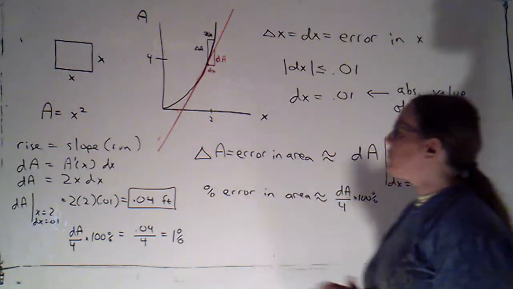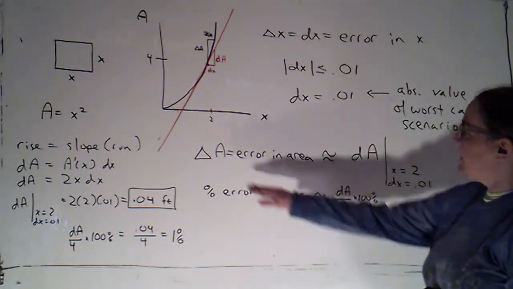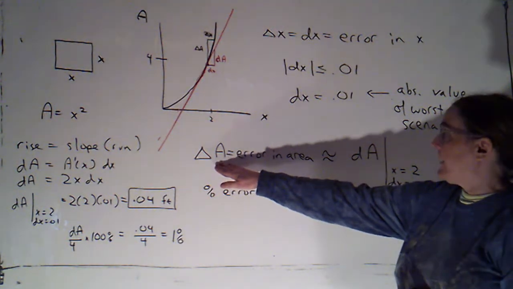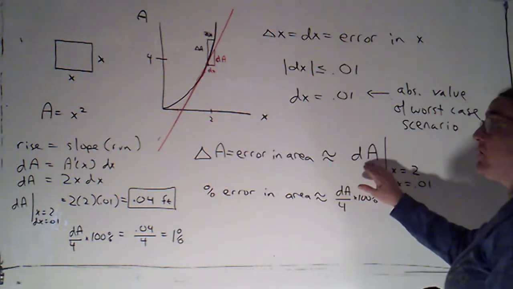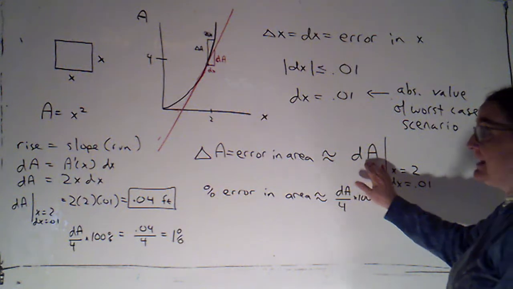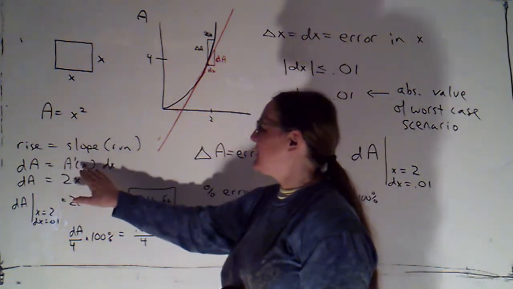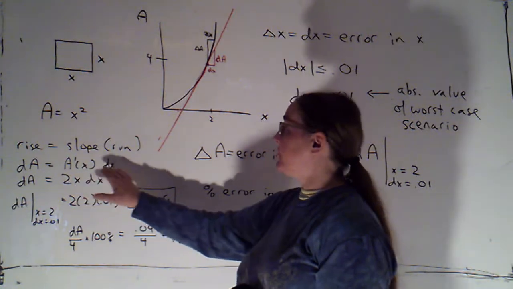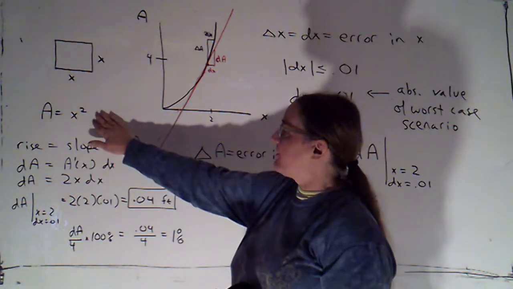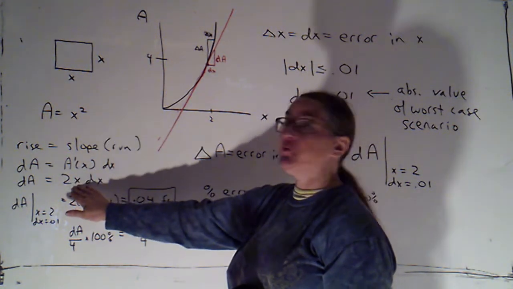All right, I've got this worked out here. We determined that to estimate the amount of error in the area, we were going to just calculate the differential dA. So I said rise as slope times run. dA is going to be the derivative of that area function dx. Since area was just x squared, the derivative is 2x.